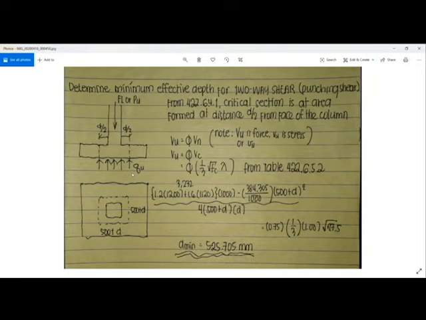But let's talk about what the code says about two-way shear. What does the NSCP code say when it comes to two-way shear? Okay, so let me transfer this to our NSCP.